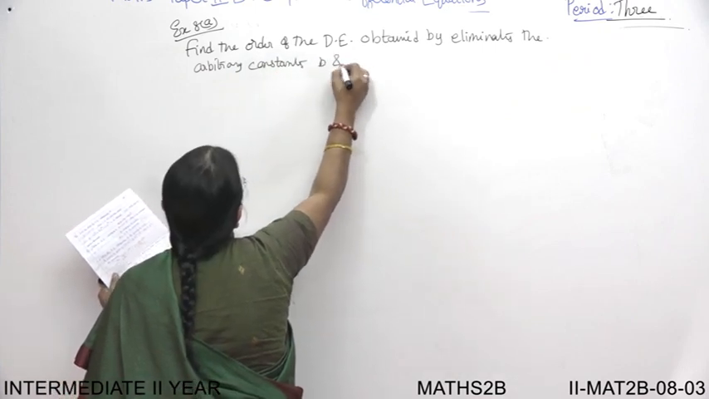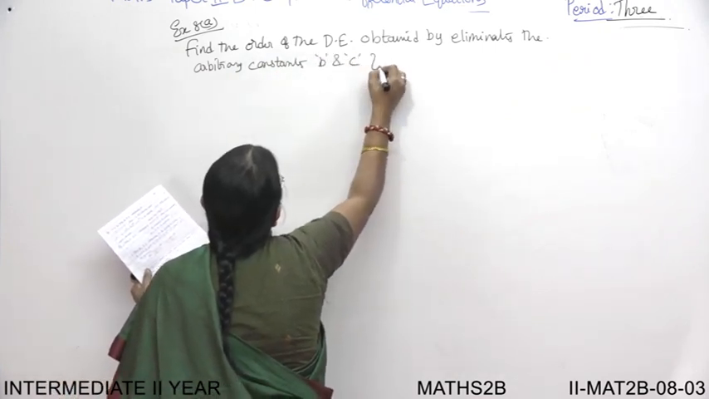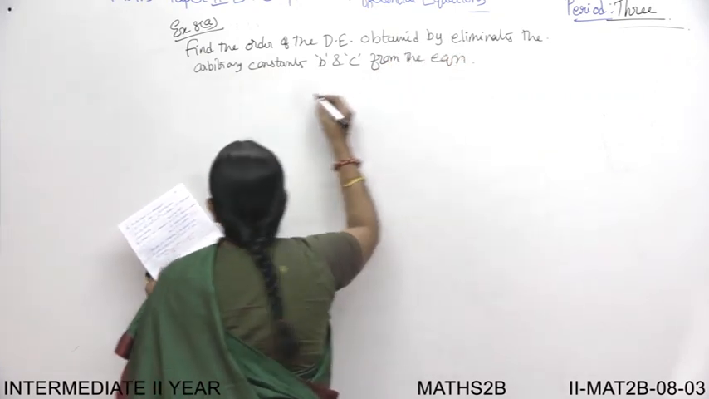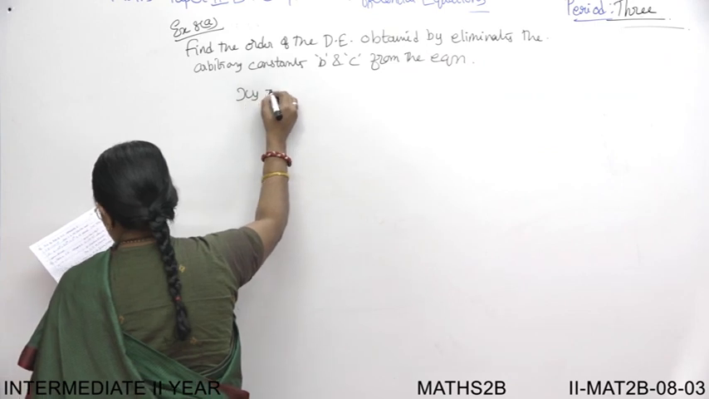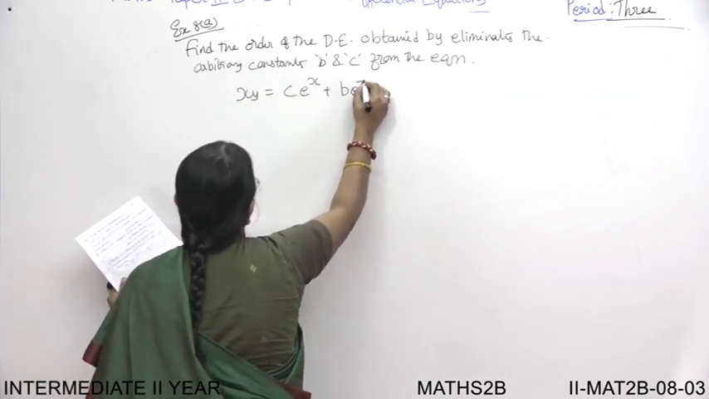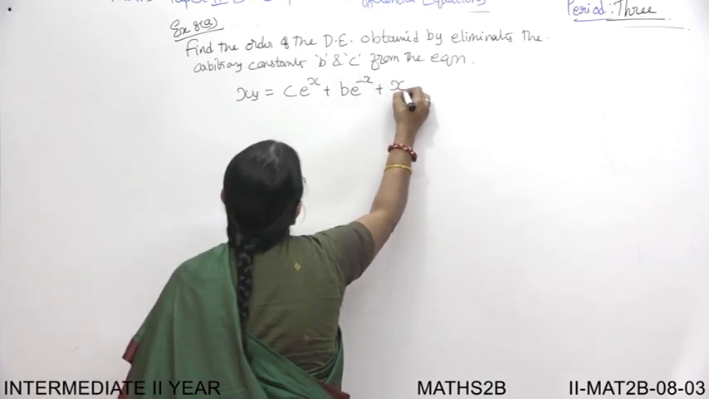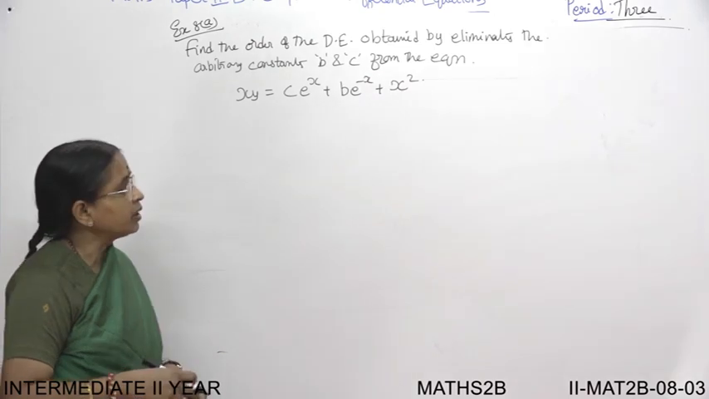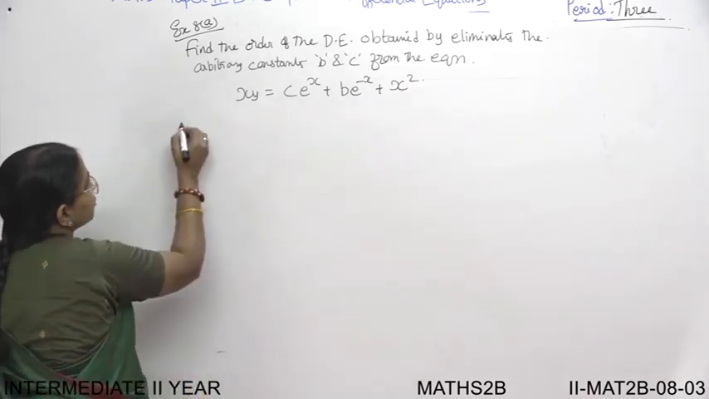b and c from the equation xy is equal to c e power x plus b e power minus x plus x square. So you must form the differential equation, and from that you have to find the order. That is the question here.